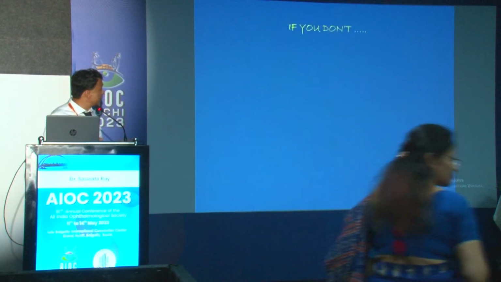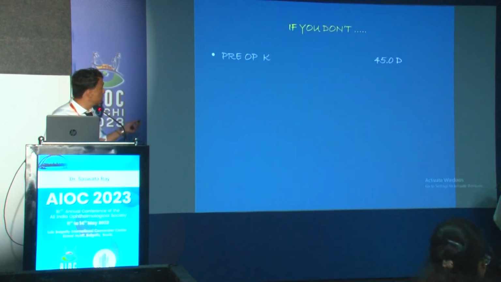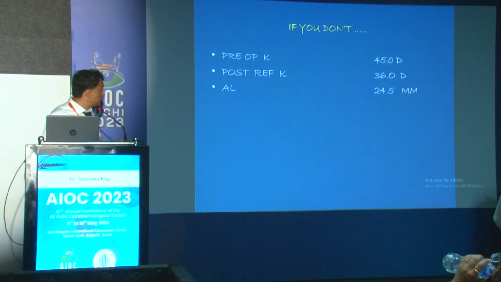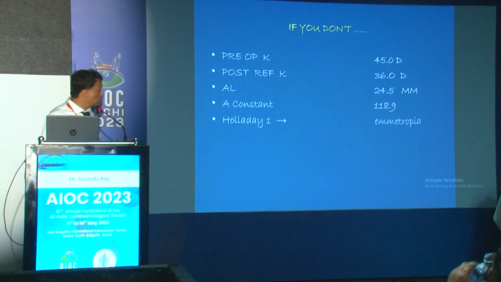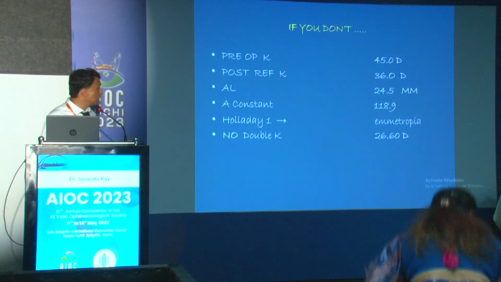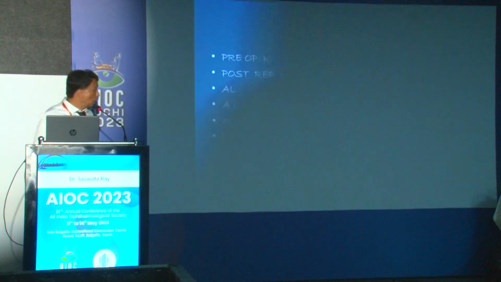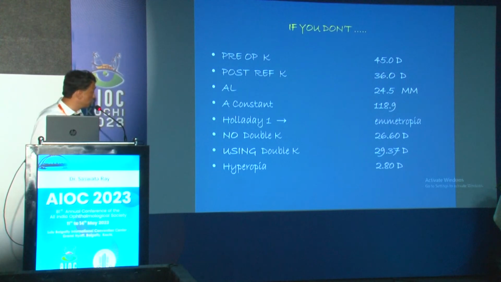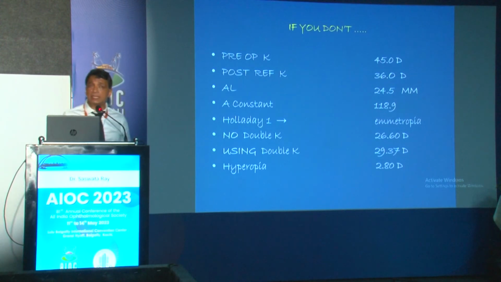And let me give an example. If you don't know what happens, see, if you use a preoperative K of 45 and a post-refractive keratometry of 36, a normal standard refractive surgery, IOL 24.5, and now you want to implant an IOL of 18.9. With the Holladay 1, aiming for emmetropia, we get 26.6, no double K. However, with the double K correction, we get 29.37, which leads to about 3 diopters of hypermetropia, because there's no accommodation anyway.